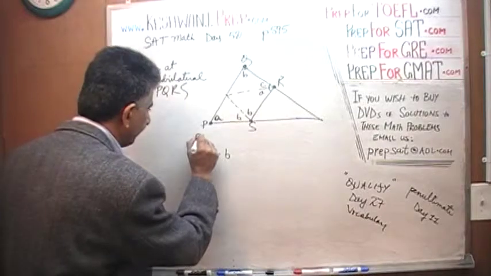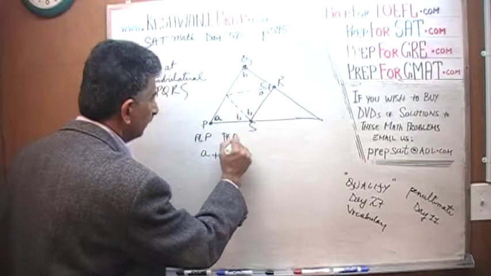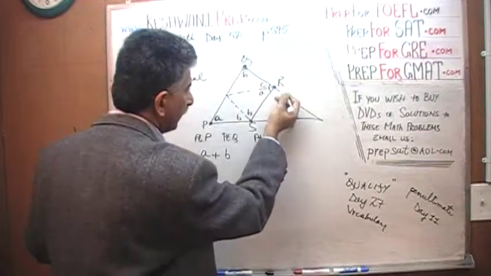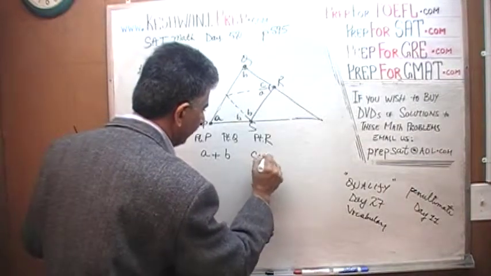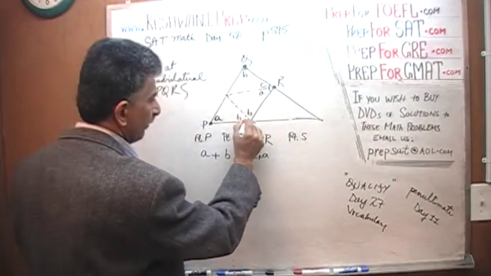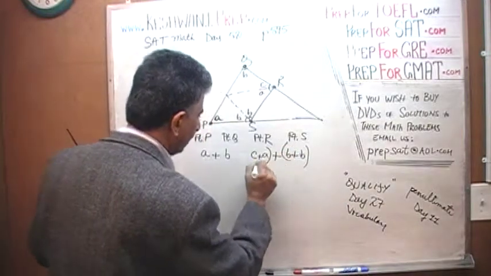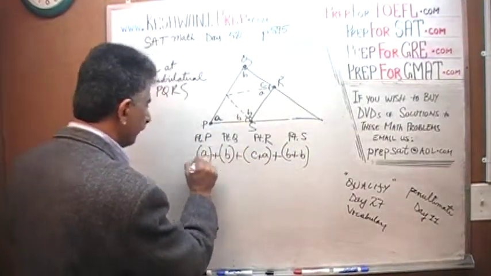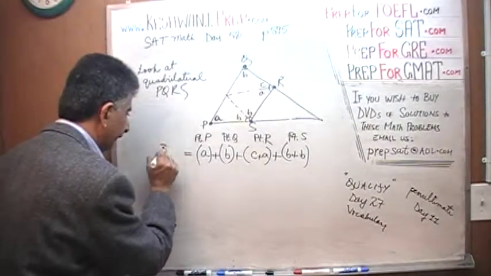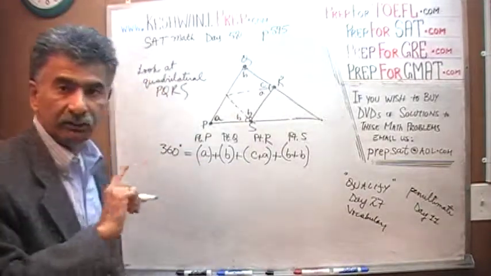At point P, we have angle A. At point Q, we have angle B. At point R, we have C plus A. And finally, at point S, we have B and a B, two B's. If you add up all of these angles, it forms a quadrilateral, and therefore they must add up to 360. We are almost there. We just have to solve for C.